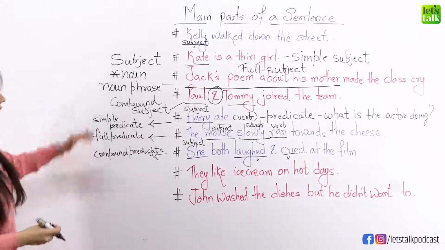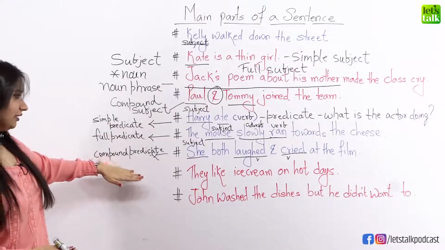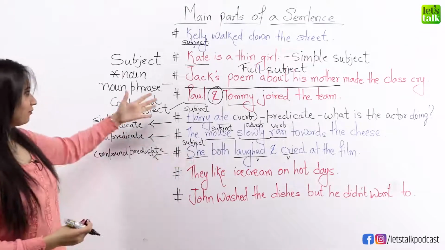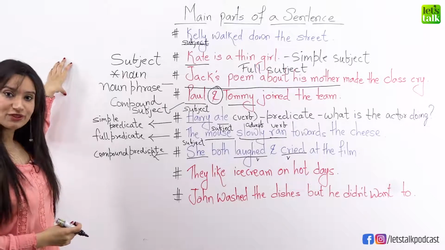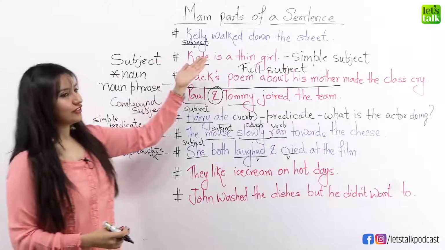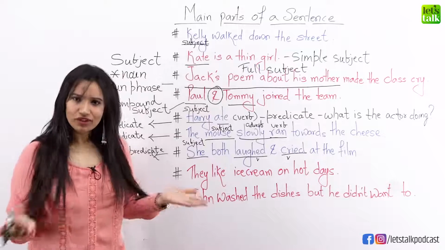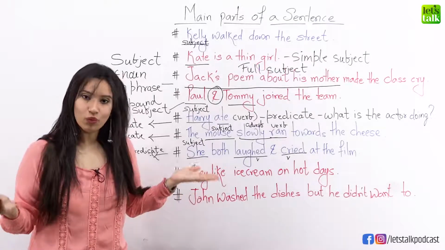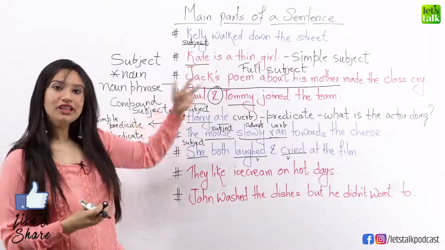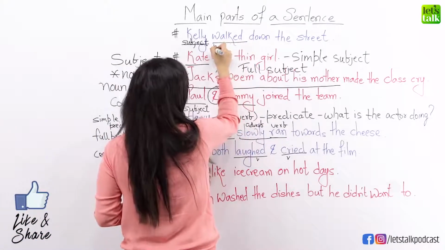Okay, so a compound subject has two nouns joined with an and, but a compound predicate has two verbs joined with an and. I hope this has been really helpful for you to find out the main parts of a sentence, the first one being a subject and the second one being a predicate. Now try yourself in the first sentence that we have. She walked down the street. What did she do? We are answering the question, what, which means we are talking about the action. So what did she do? She walked down the street. So this is the predicate.